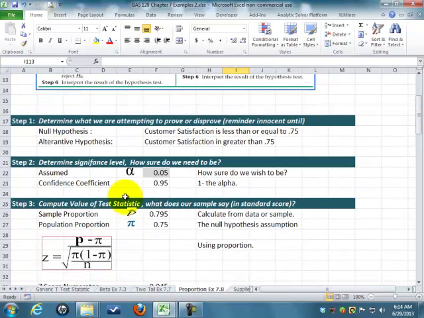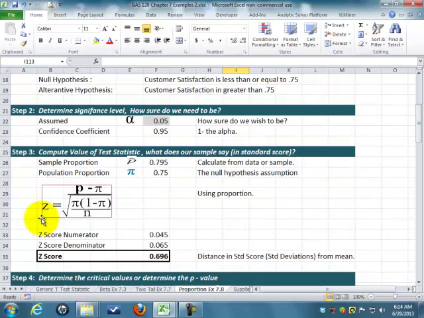Step 2, how confident do we want to be? We're going to use an alpha of 0.05, so a confidence coefficient of 1 minus alpha, 0.95. All right, slightly different test statistic for a proportion. It's p hat minus the population proportion, divided by the square root of the population proportion times 1 minus the population proportion, all divided by n. So we got our sample proportion.